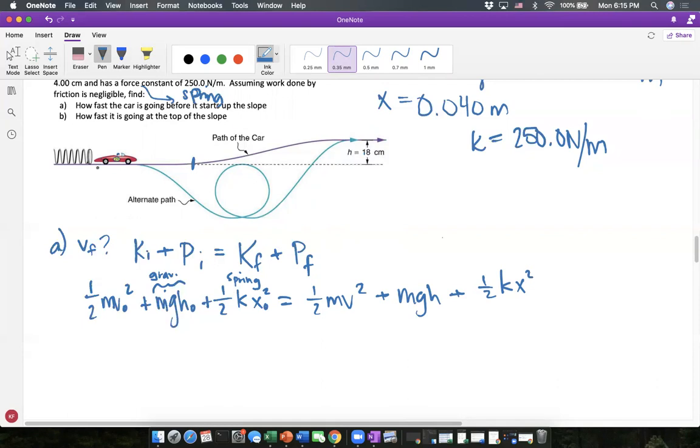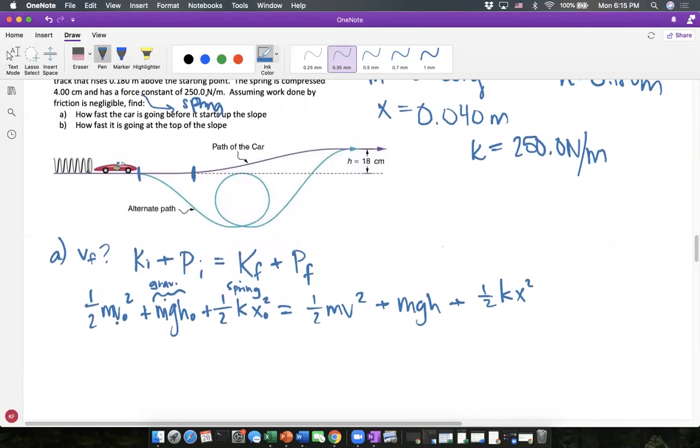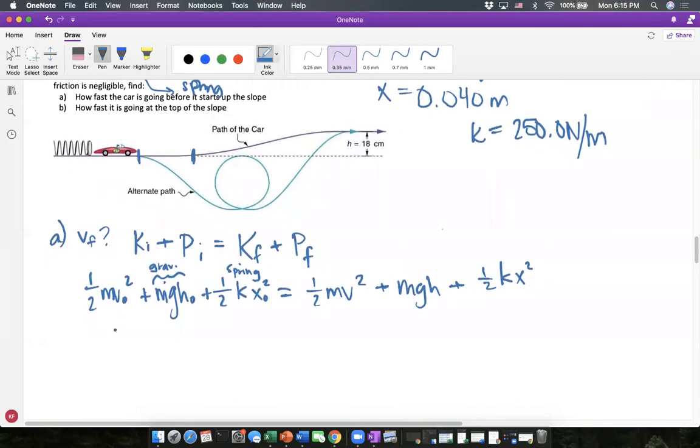If our starting position is here, then our final position that we're looking at is here, okay? Our initial velocity for this car is 0, right? So our initial velocity is 0. The car is not moving until it's pushed. Okay, so this term actually goes away. That first term.